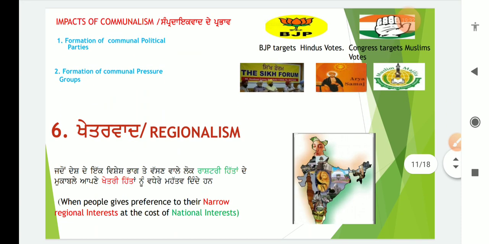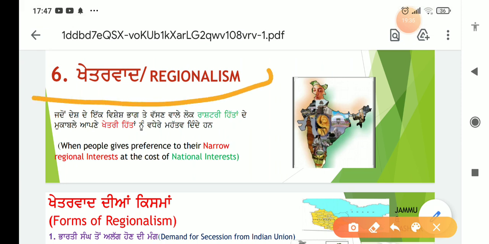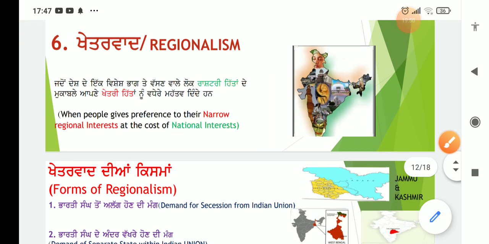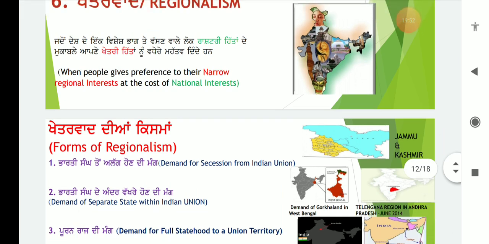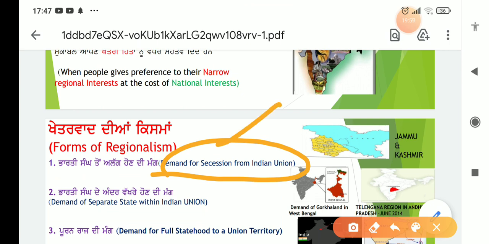Next is regionalism. Regionalism means in Punjabi Khetrwad. It is love for your own area. When people give preference to narrow regional interest at the cost of national interest, it is known as regionalism. यानी कि एक एरिया के लिए सोचना और रेस्ट ऑफ द कंट्री के लिए नहीं, then it is regionalism. See, demand for secession from the Indian state. Secession means अलग होने की demand.